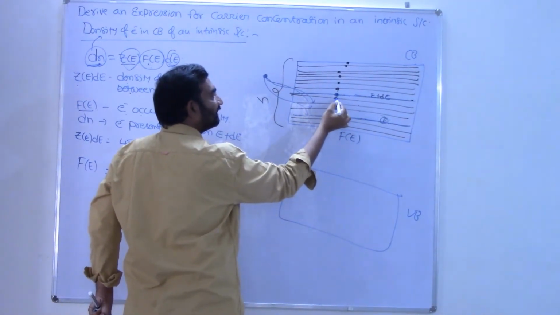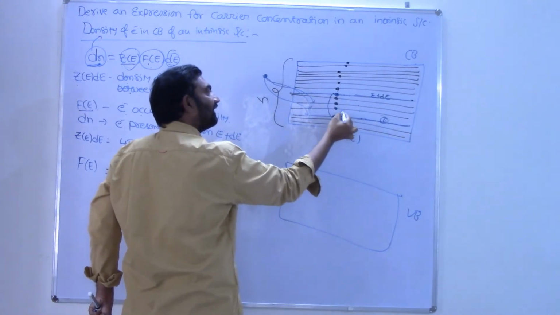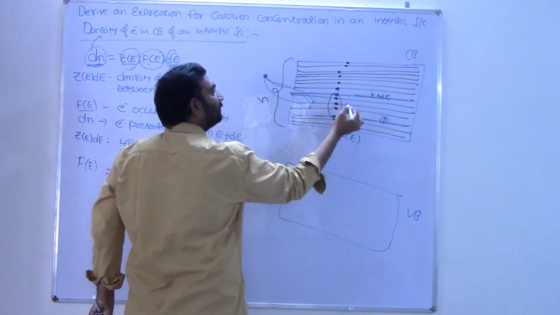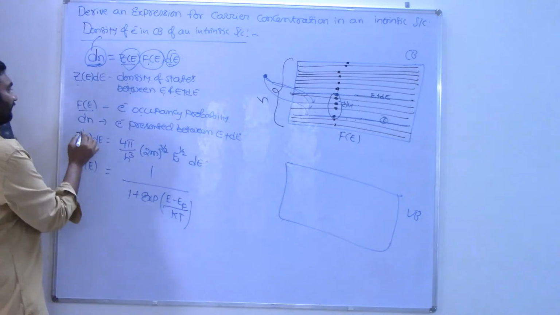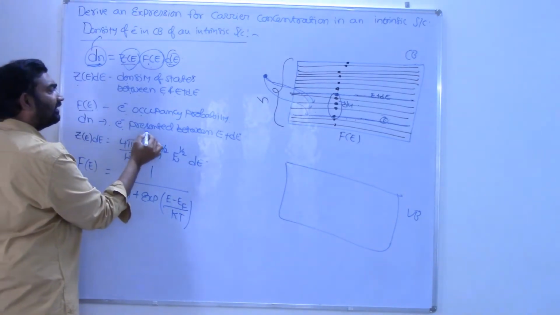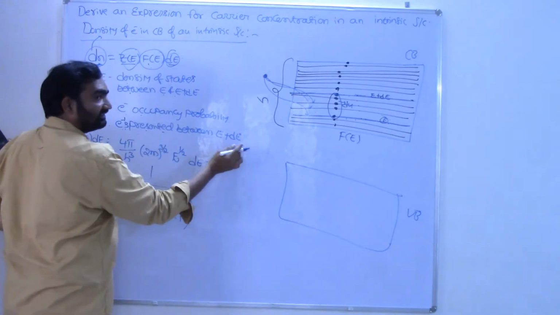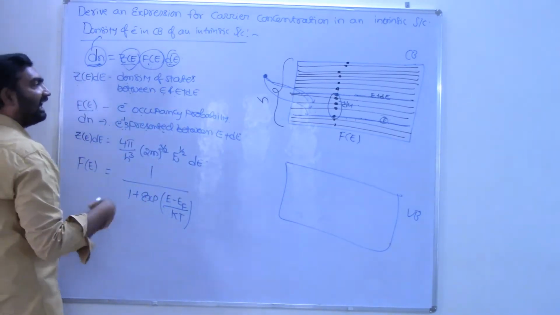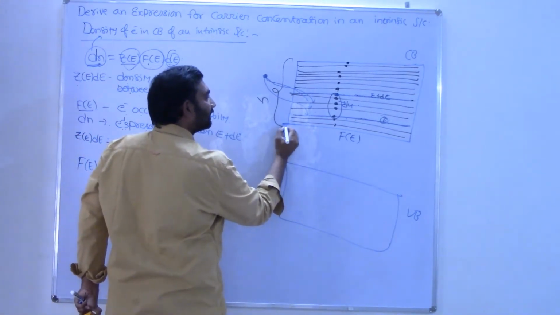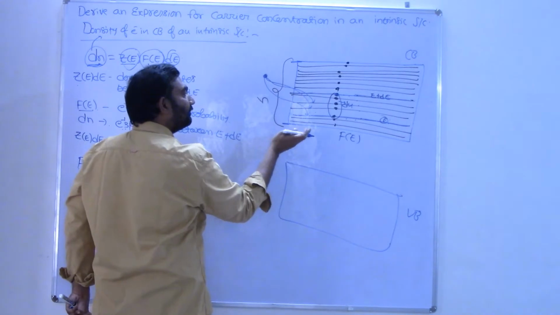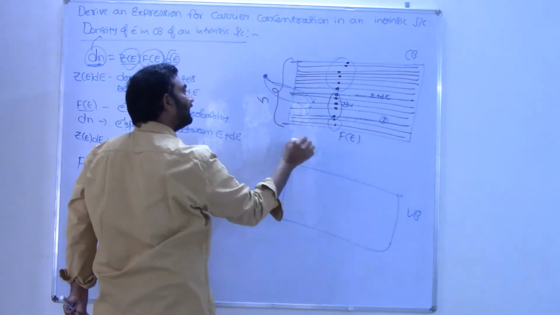So this is one electron, this is one electron, this is one electron. All the electrons available between E and E plus dE are designated with dn. So dn is the number of electrons present between E and E plus dE energy levels. Actually what I want is the electrons from here to here, which means in the entire conduction band, how many electrons are there.